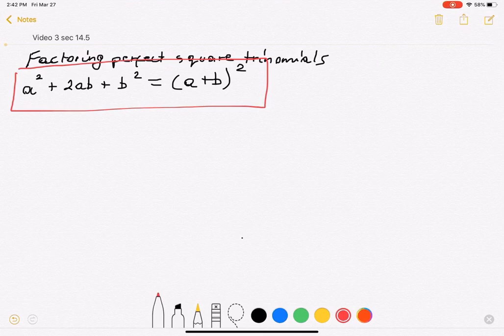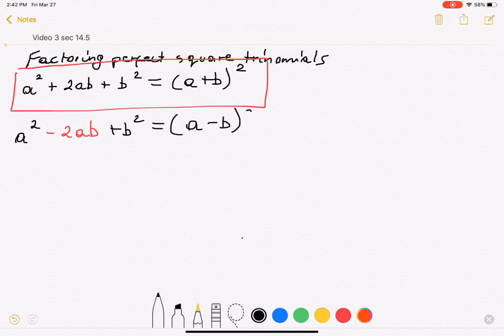And there's one more. We need to know how to factor the trinomial a squared minus 2ab plus b squared. This is also a perfect square trinomial, and to factor this one, it is the same as a minus b to the second power. So we're going to deal with this today.